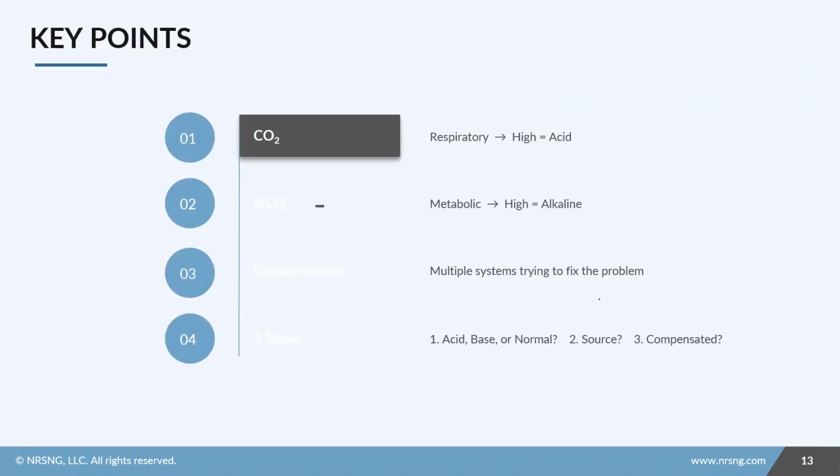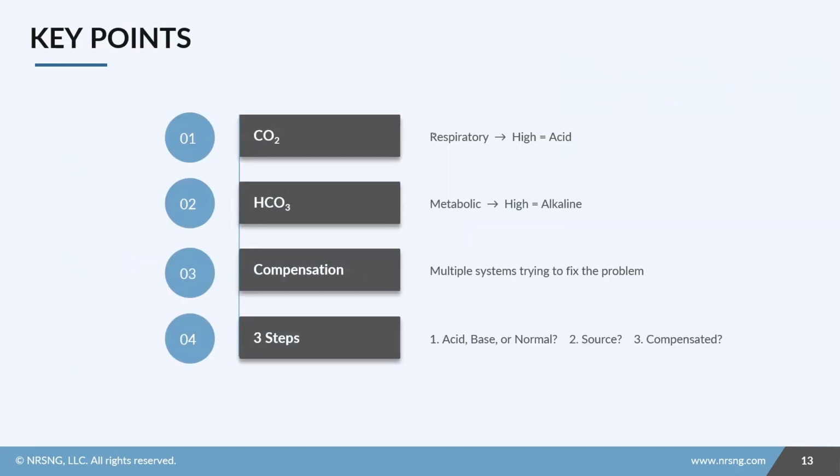Got it? So make sure that you understand that CO2 shows us the respiratory source and that high CO2 is acid, and that bicarb shows us the metabolic source and that high bicarb is alkaline because bicarb equals base. Remember that compensation is the other system trying to fix the problem that's been created. In the next two lessons, we're going to show you how to go through this process much faster with two tricks to ABG interpretation. But what you're going to see is we still use the same three steps: evaluate the levels, determine the source, and look for compensation.